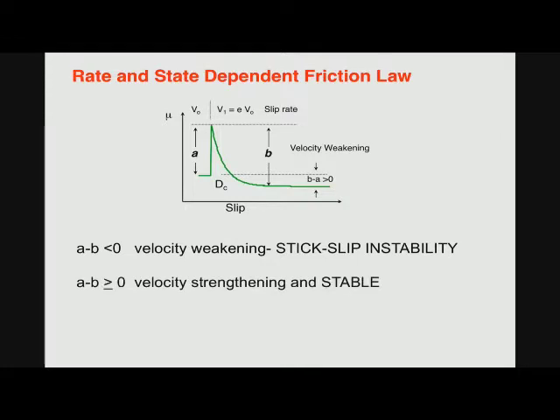If a minus b is greater than 0, that's called velocity strengthening. You end up at a friction value that is higher than you started at, and you're going to have just stable sliding. That's known as velocity strengthening.